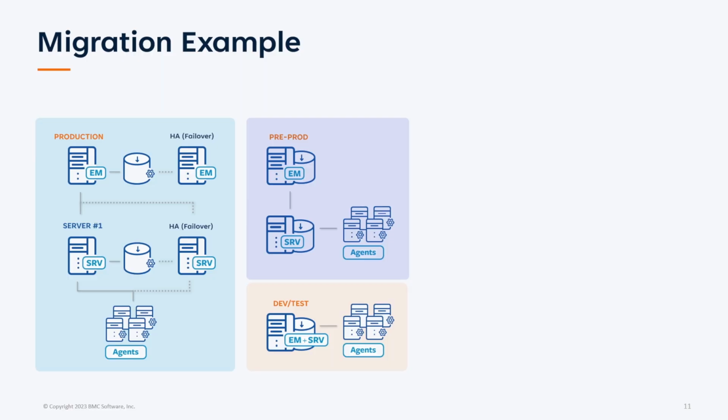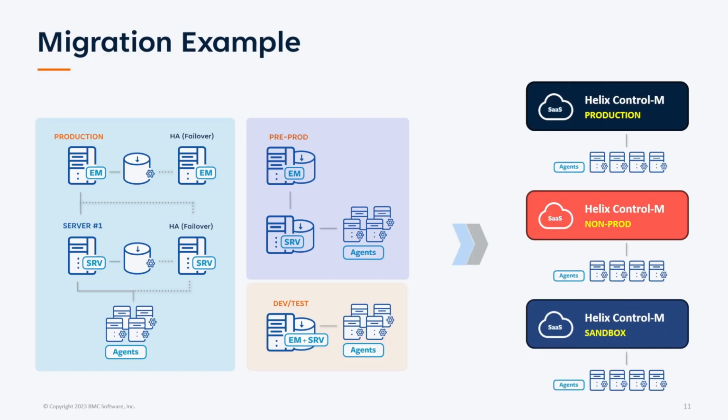Now imagine if we had high availability configured for Control M where we need to have multiple instances of the Enterprise Manager and Control M servers installed using the same shared database. Helix Control M guarantees high availability, so your production environment will still be mapped to a single production tenant.